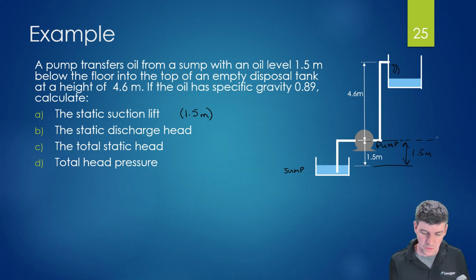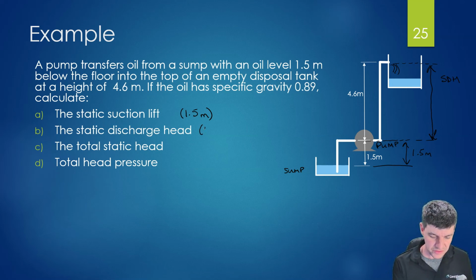We have the static discharge head, and that's the distance between the center line of the pump and two different cases. Case number one would be if we have a discharge from our pipe that is above the level of the reservoir, and that's the case that we have here. So we would take from that level, and we have our static discharge head here, and in this case we would have 4.6 meters.